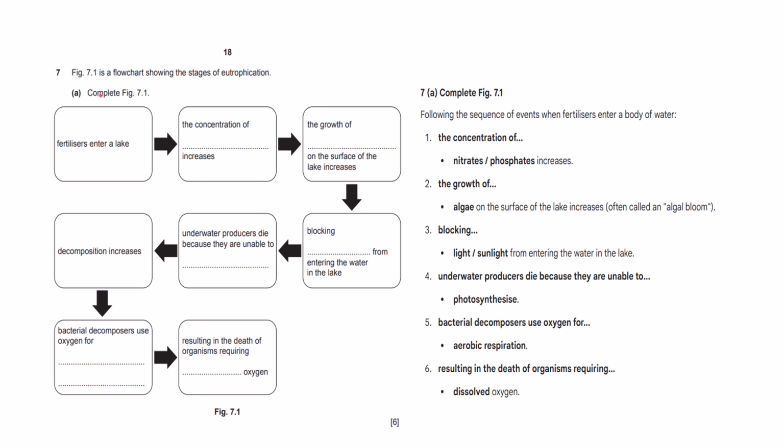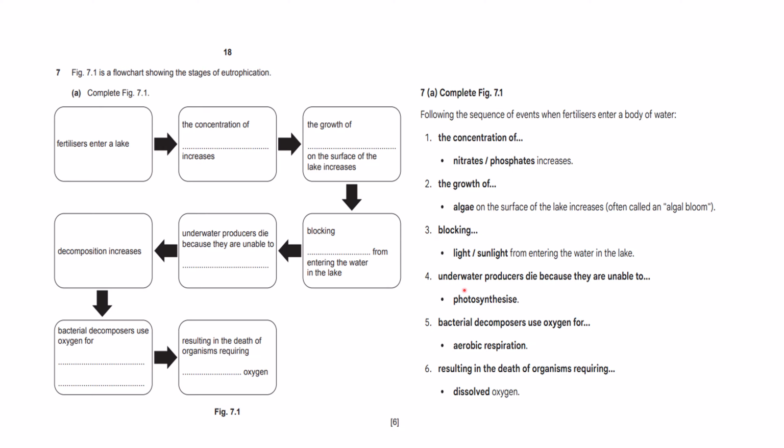Question 7, figure 7.1 is a flow chart showing the stages of eutrophication. Complete figure 7.1. Fertilizers enter a lake, then the concentration of nitrates increases, then the growth of algae on the surface of the lake increases, blocking light from entering the water in the lake. Underwater producers die because they are unable to photosynthesise. Decomposition increases and bacterial decomposers use oxygen for respiration, resulting in the death of organisms requiring oxygen.